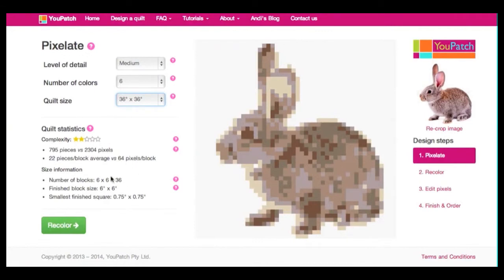So those are also things that you need to keep in mind when you're changing your quilt size and choosing level of detail and colours. All of these things are useful bits of information to let you know whether or not your quilt is makeable, as well as something that you find attractive and appealing.